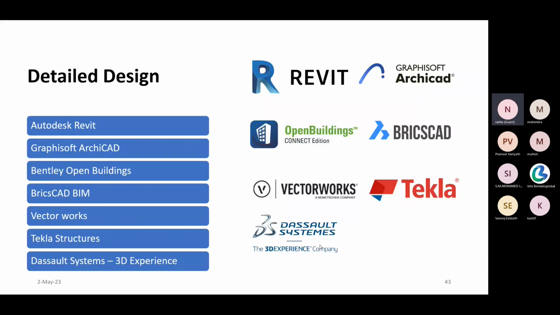These are the softwares that are used for detailed design. In Revit itself, we can do the detailed design. Revit Architecture, Revit Structure and so on help us to do the detailed designing. Then Graphisoft ArchiCAD, Bentley Open Buildings, BricsCAD Building, and Tekla Structures.